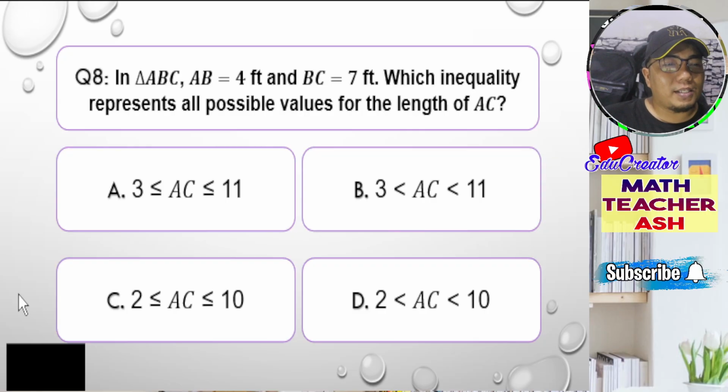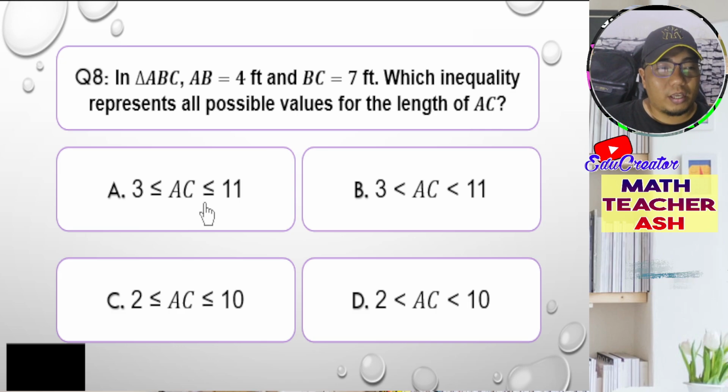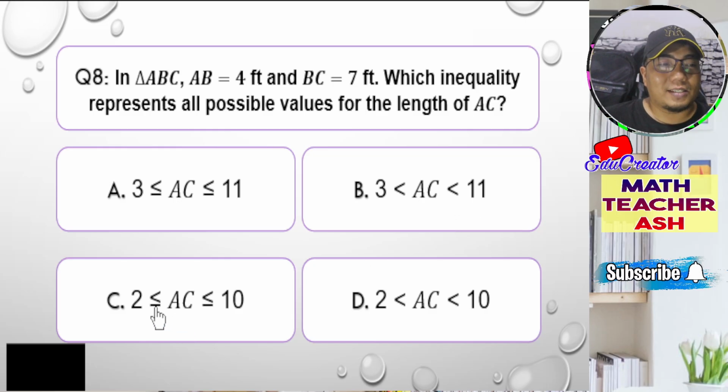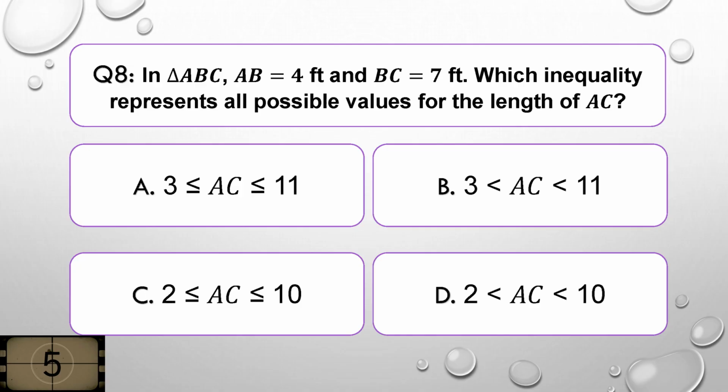In triangle ABC, AB is equal to 4 feet and BC is equal to 7 feet. Which inequality represents all possible values for the length of AC? Is it A, 3 is less than or equal to AC and it is less than or equal to 11? Letter B, AC is greater than 3 but less than 11. Letter C, AC is greater than or equal to 2 but less than or equal to 10. Or letter D, AC is greater than 2 but less than 10. Alright, so I'll give you 5 seconds to think about your answer.